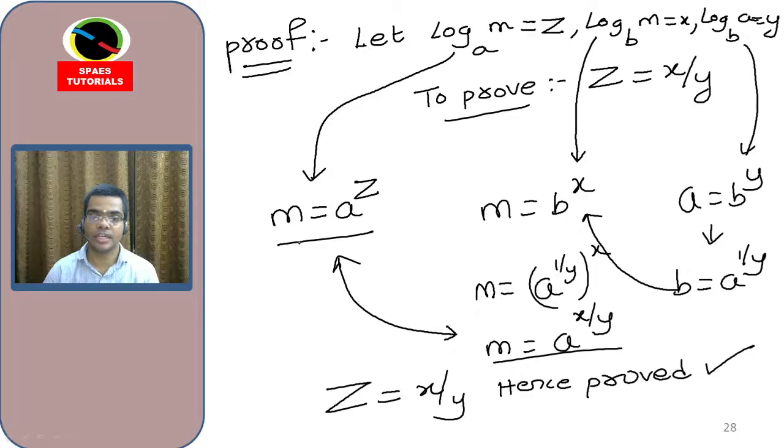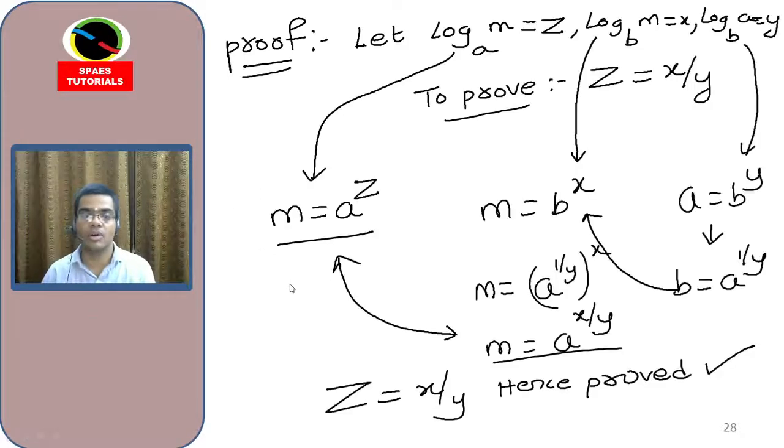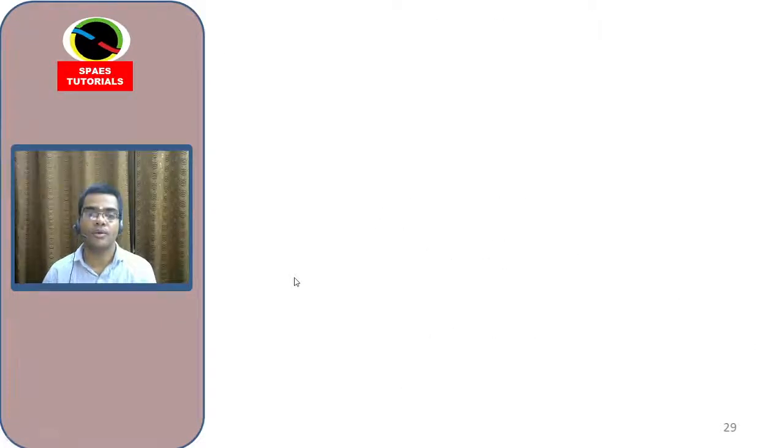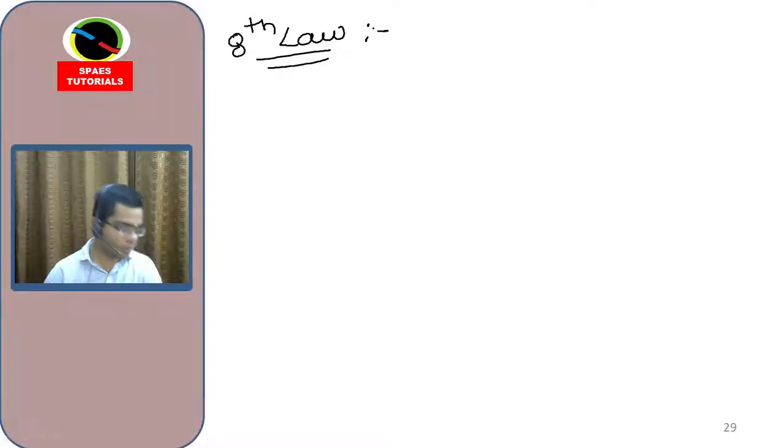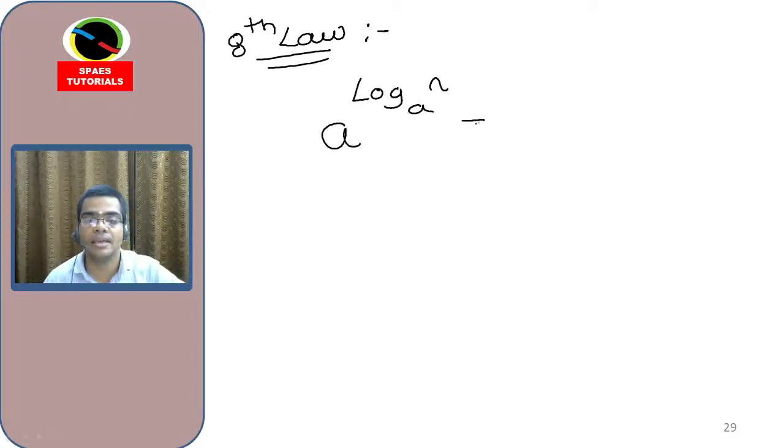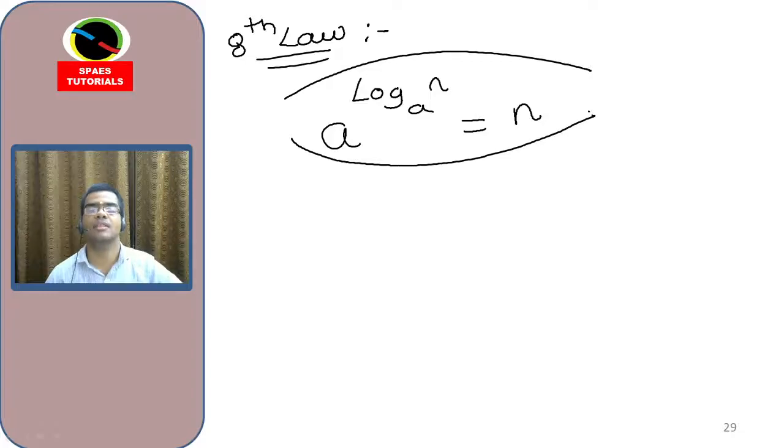Next we'll go to the next law. Seventh law is over. We have to go for the eighth law. What is the eighth law? A power log n base a is equal to n. See the statement, a very simple law, but we feel very confused to prove this. Let us see the proof for that.